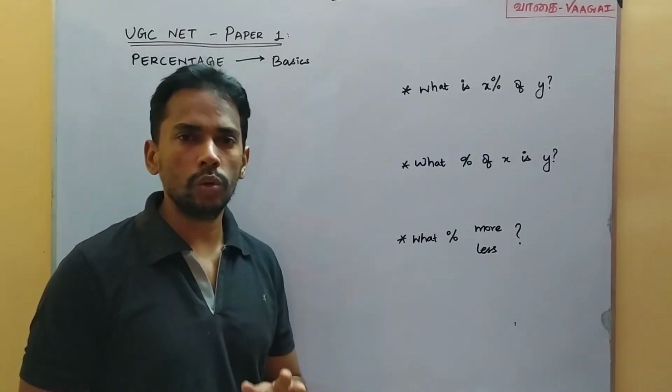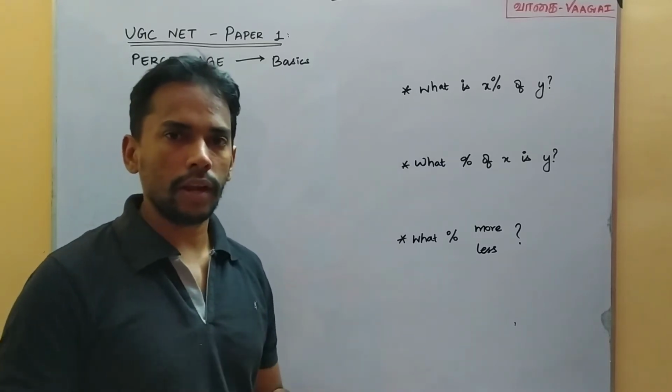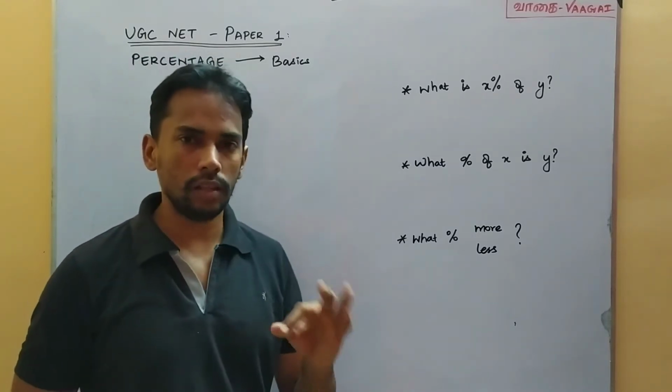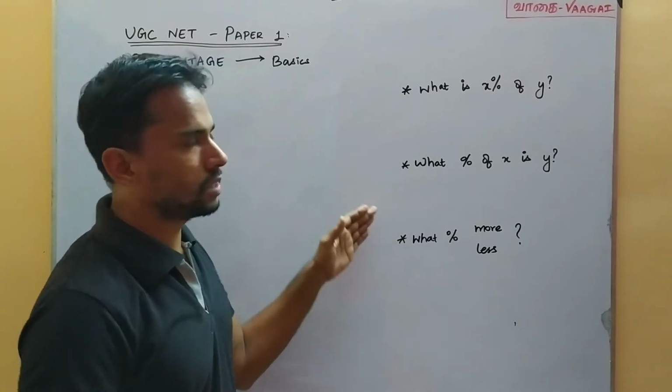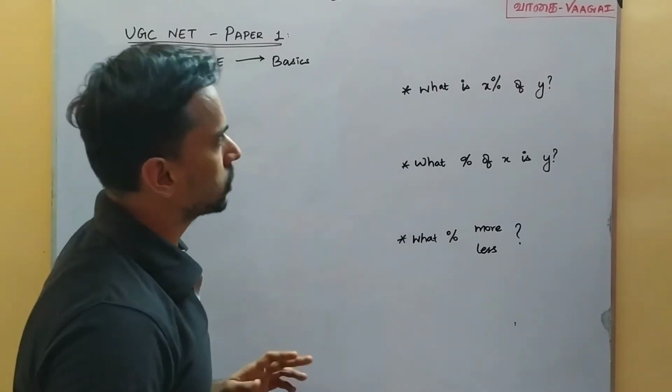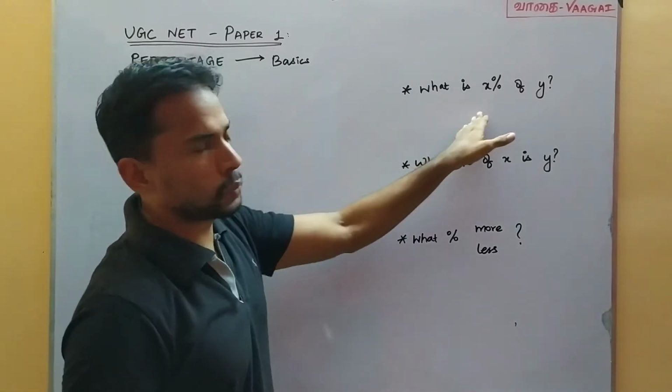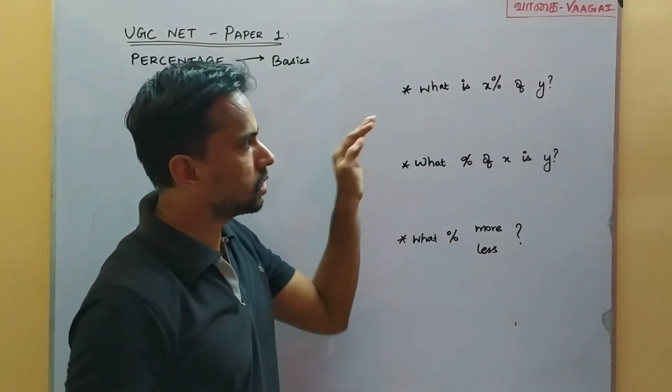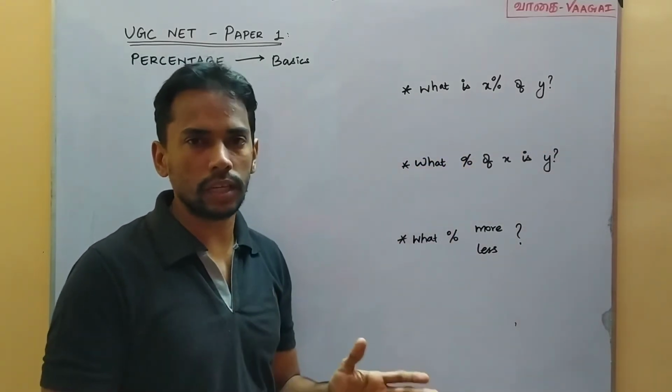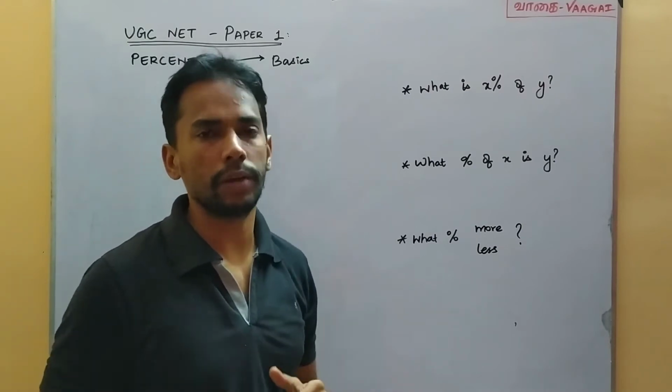When it comes to our UGC NET Paper 1 exam, we may get percentage questions under 3 important varieties. Let us see them one by one. Come to the first one: what is X percentage of Y? Of course, this first model is the very basic thing with which any percentage question can be asked.